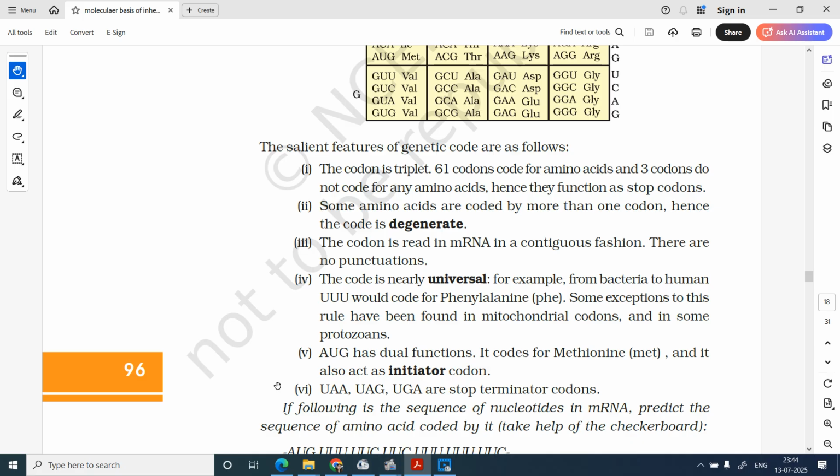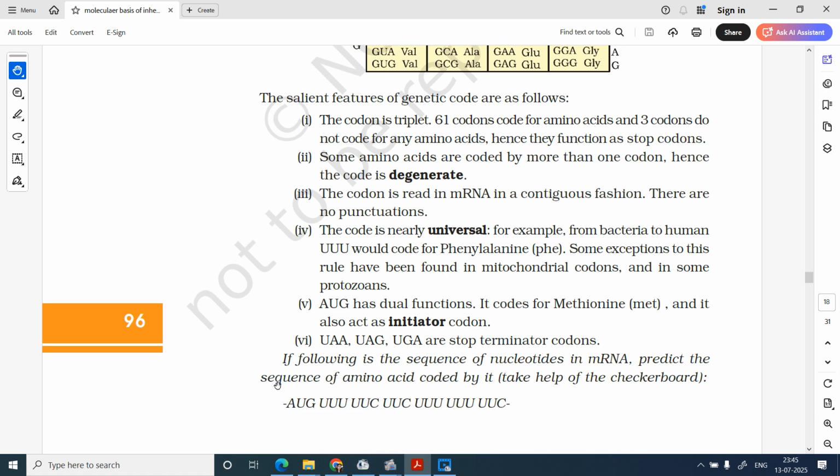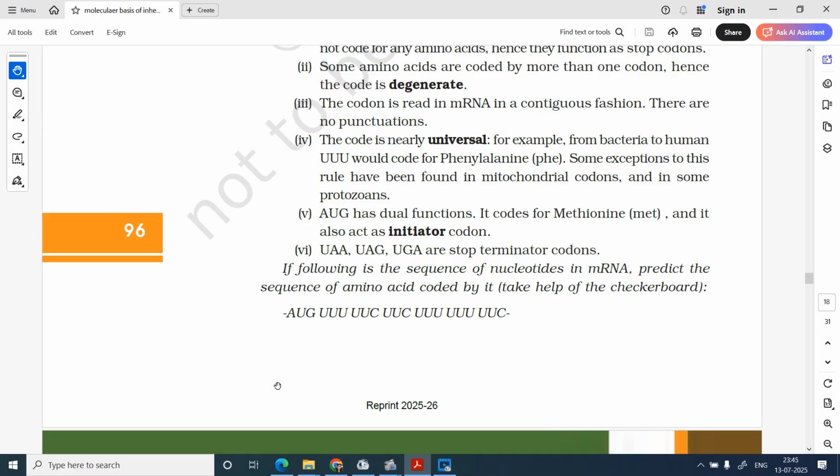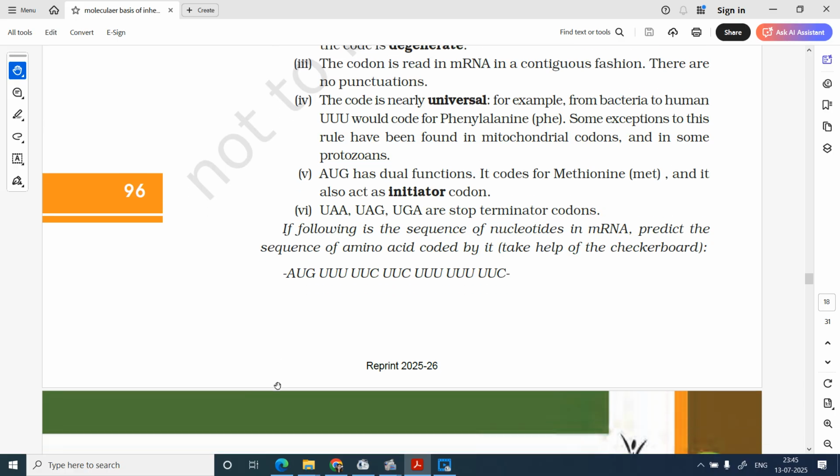Number 4, the code is nearly universal. For example, from bacteria to human, UUU would code for phenylalanine, Phe. Some exceptions to this rule have been found in mitochondrial codons and in some protozoans. Fifth, AUG has dual functions: it codes for methionine, Met, and it also acts as an initiator codon. Sixth, UAA, UAG and UGA are stop or terminator codons.